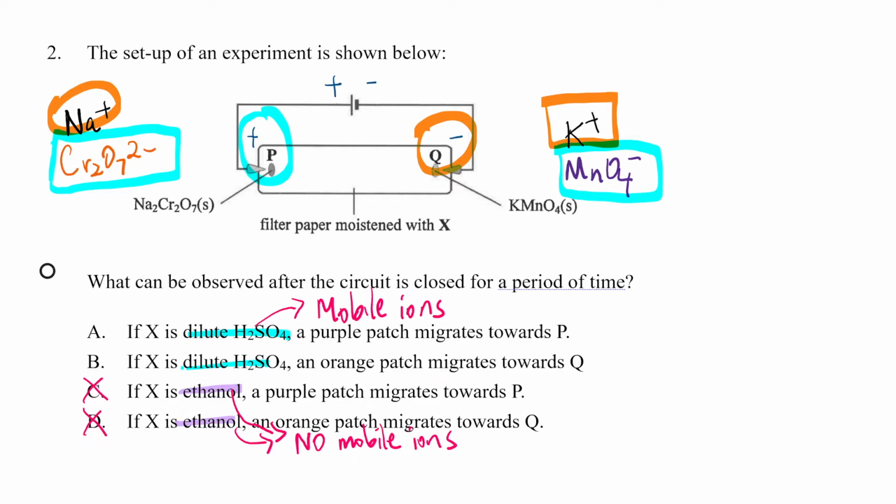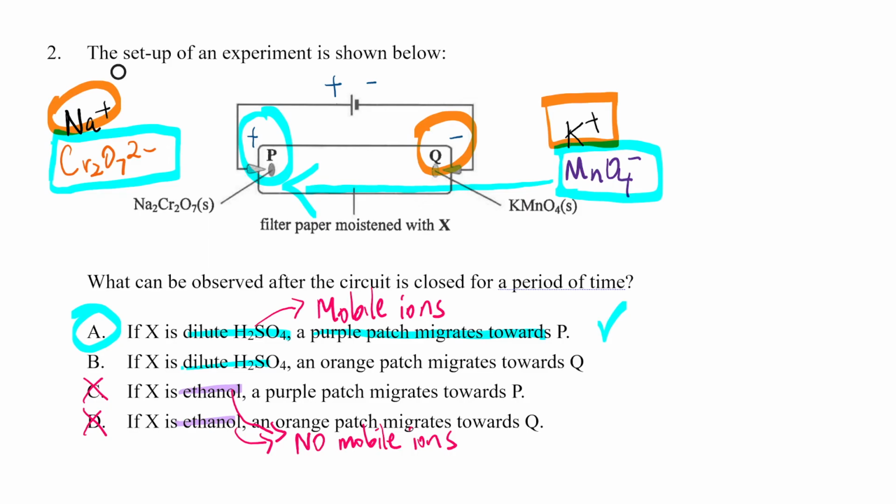So now that we know the logic, let's answer the question. What can be observed after the circuit is closed for a period of time? If X is dilute sulfuric acid, a purple patch migrates towards P. Does that make sense? The purple patch is talking about our permanganate ion because it's purple in color, and it's going to migrate towards P. So yep, this makes perfect sense. So A is the answer, but let's look at option B.